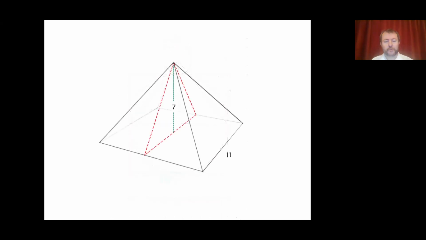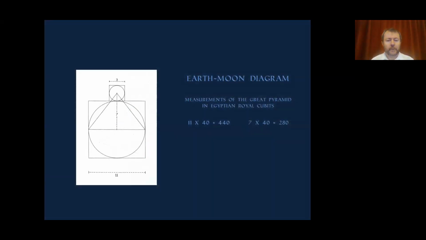Oh, actually, of course, before I say that, just to remind you that this is the cross-section of this type of pyramid, that is the Great Pyramid in Egypt. Now, the other thing to point out is that if you take these numbers 11 and 7, so base of 11, height of 7, and you multiply them both by 40, then you get a number of Egyptian royal cubits that are in the base and the height of the Great Pyramid. And we know what an Egyptian royal cubit is because there are various measurement rods in museums, such as the Louvre.